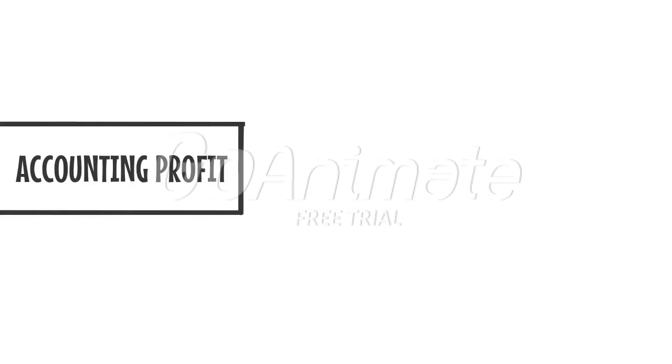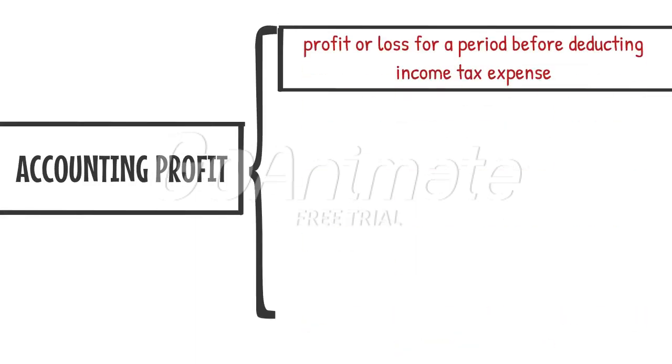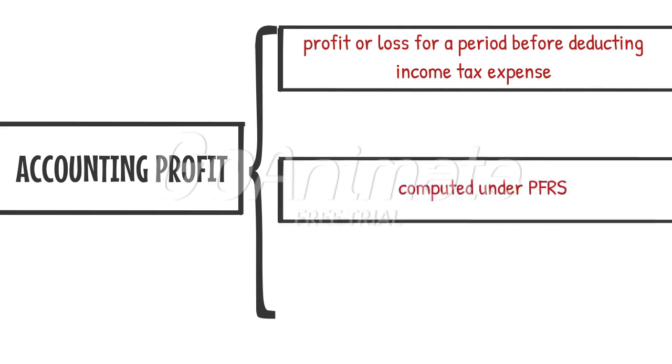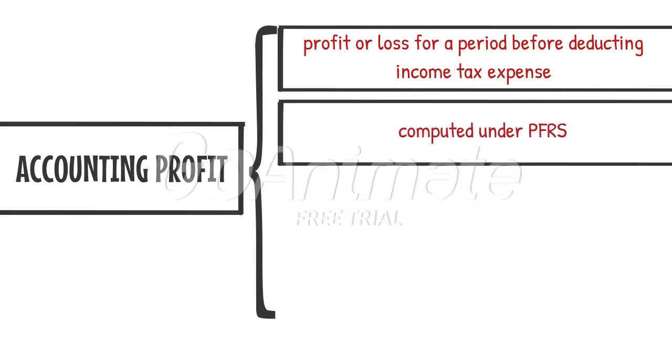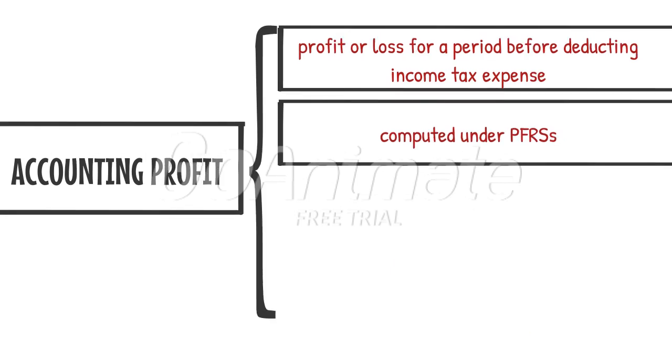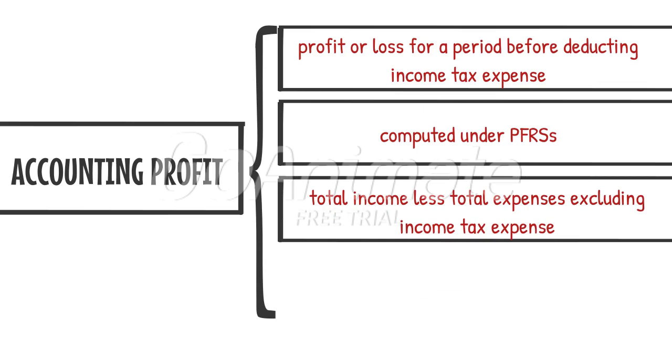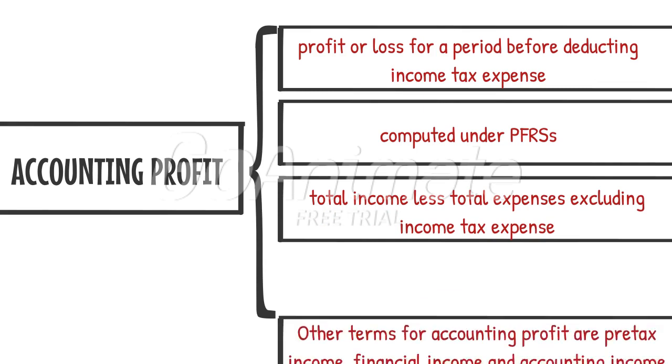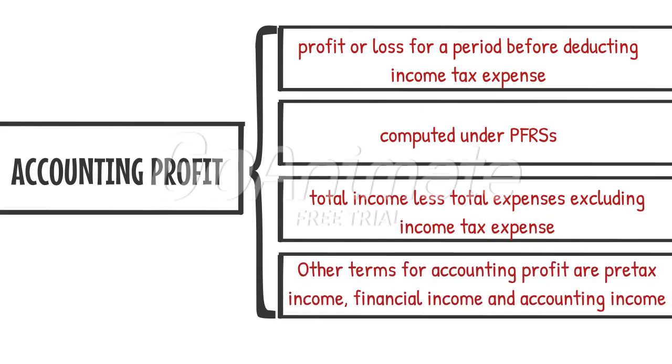Accounting profit and taxable profit. Accounting profit is profit or loss for a period before deducting income tax expense. Accounting profit is also computed under PFRS. Accounting profit is the total income less total expenses, excluding income tax expense. And other terms for accounting profit are pre-tax income, financial income, and accounting income.